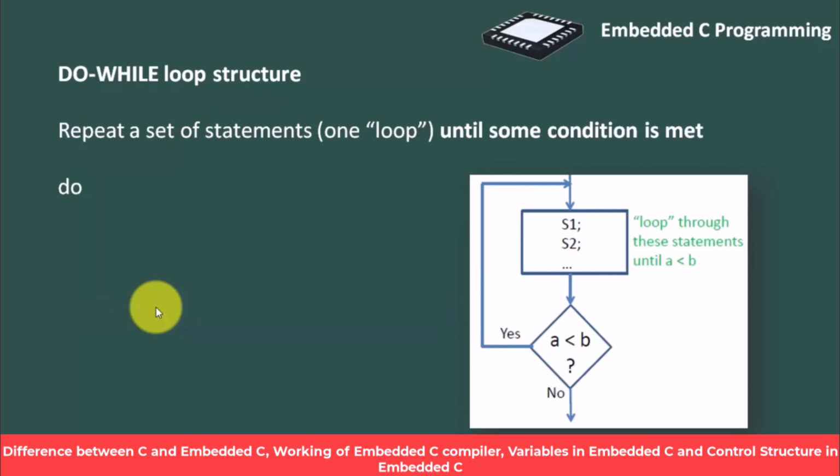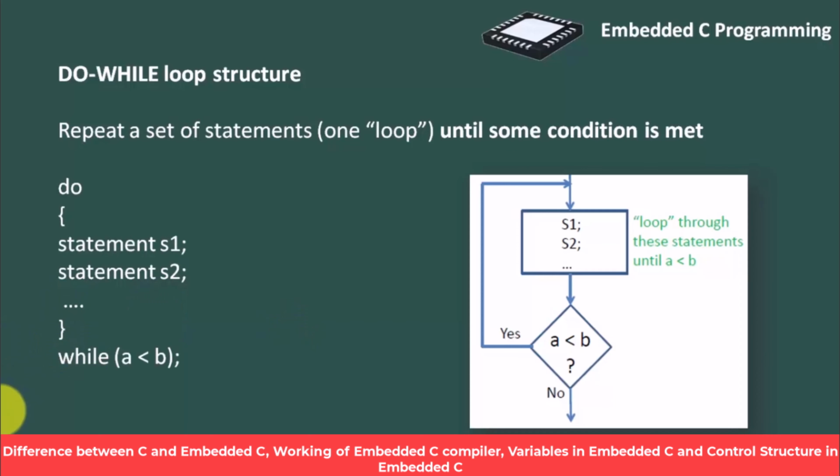Do while loop structure. Here we repeat a set of statements until some condition is met. Here is the example. You can see here the while condition is tested after the do statement. Since the condition is tested after the execution of the set of statements, the statements are guaranteed to be executed at least once. So first statements 1 and 2 will get executed and then we will check the while condition. Now if this condition is true, then again statements 1 and 2 will get executed. Do while loop guarantees that statements 1 and 2 will get executed at least once, since the while condition is checked after the do statement.